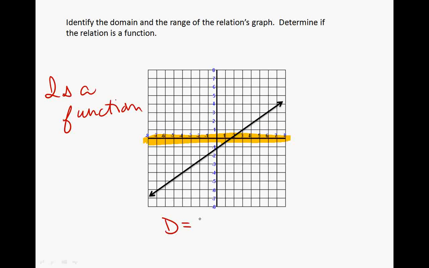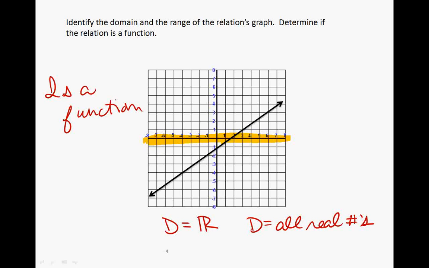So what I'm going to do is I'm going to say domain equals, and then that's the symbol for the real number set. So when I say this, this means that the domain can be any real number. Another way you could express this is you could say it in words. You could say D equals all real numbers. That would work too.